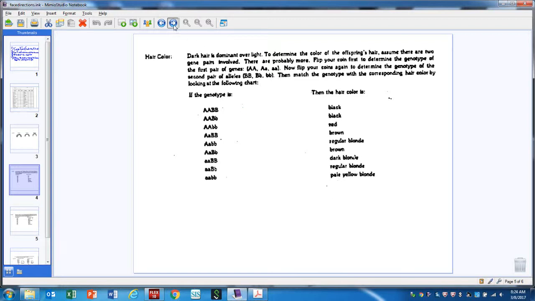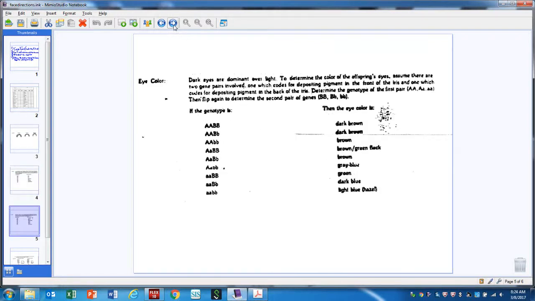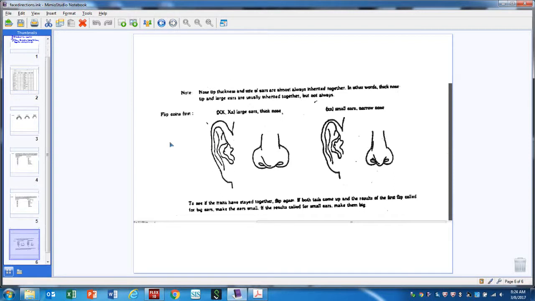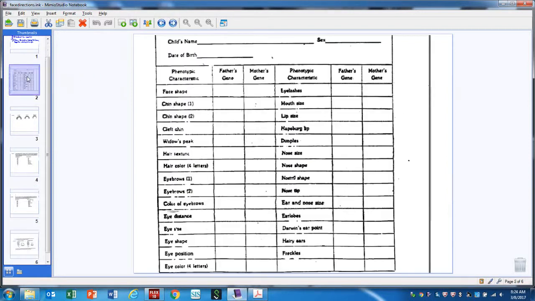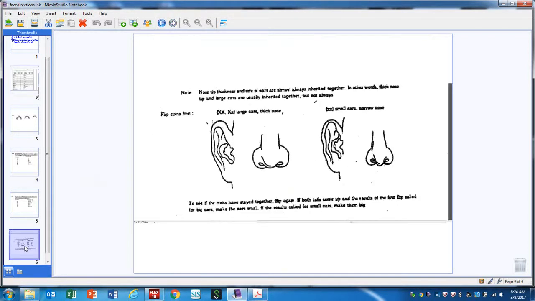Now, same thing with eye color. The last thing I want to talk about is that there are certain genes on the same chromosome, and that's what this was trying to show: the linked genes. Remember nose tip? When you got over here, you had to flip it a second time to see if the size of the nose stayed with the size of the ear, or if you basically flipped these two. That's what you did with nose tip. So I think we got the gist of it.